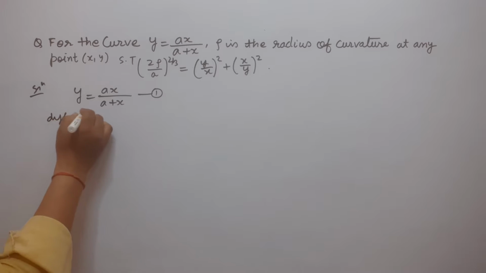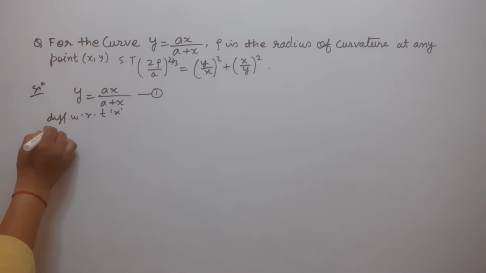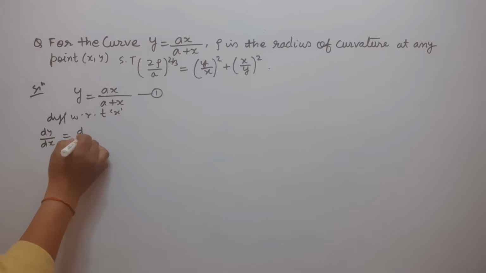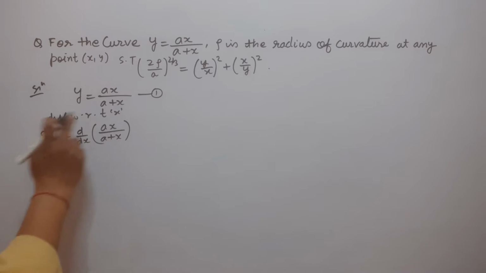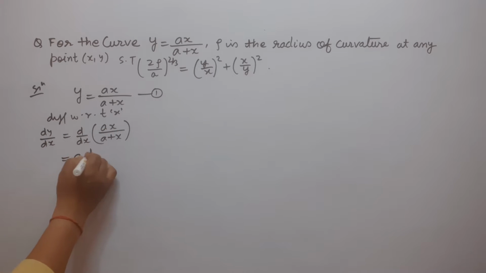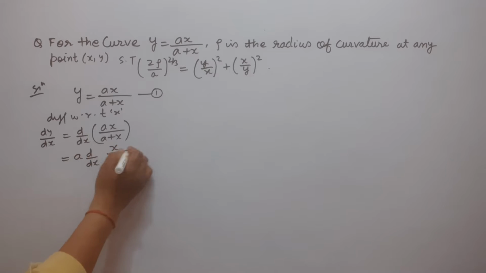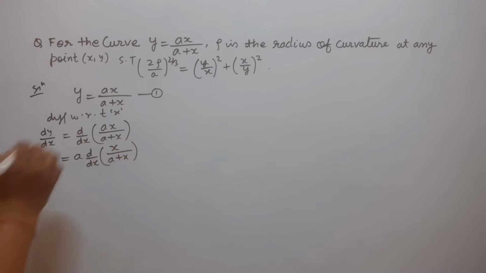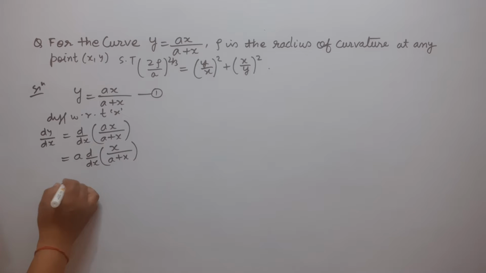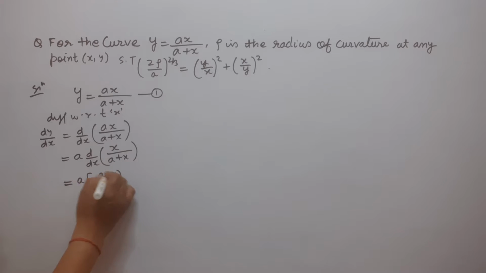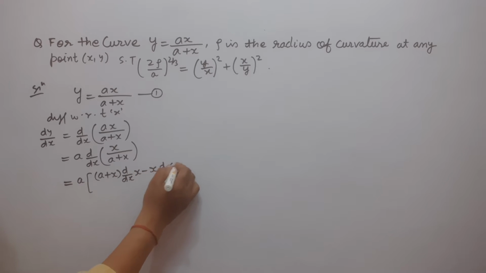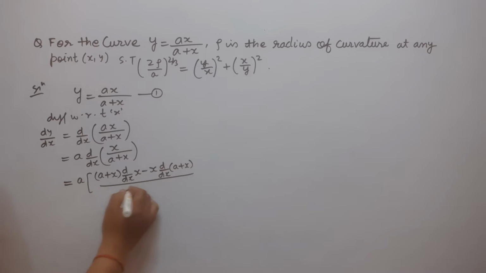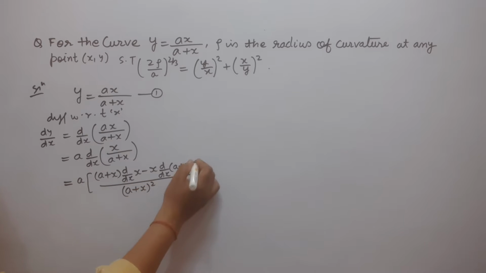So differentiating with respect to x here, we get d by dx of y is equal to d by dx of ax divided by a plus x. Now we know that this a is constant, so it will be outside the differential operator. So this is d by dx of x upon a plus x. Now here we use the quotient formula for the derivative. So we first write the denominator, then d by dx of the numerator, that is x, minus numerator, and d by dx of the denominator, that is a plus x, upon denominator square, that is a plus x whole square.